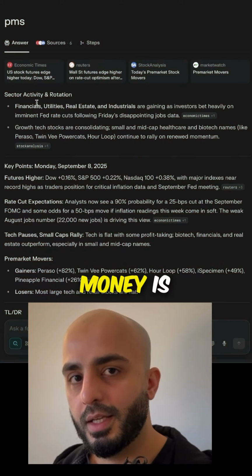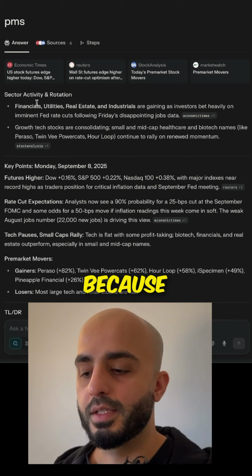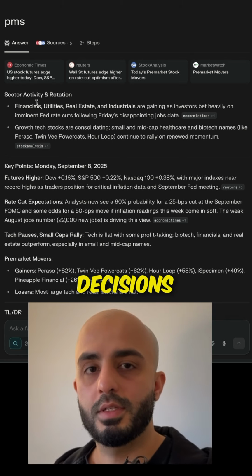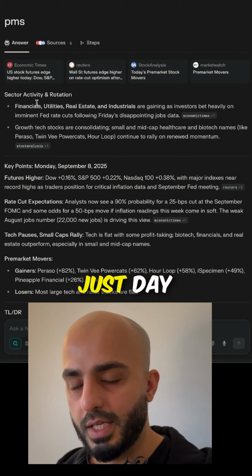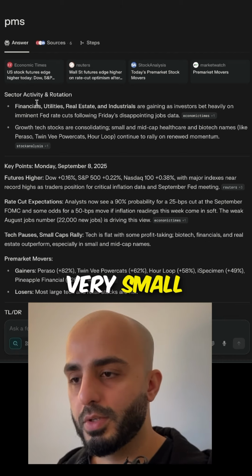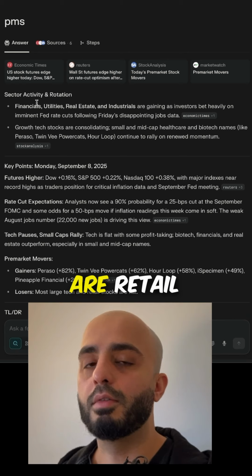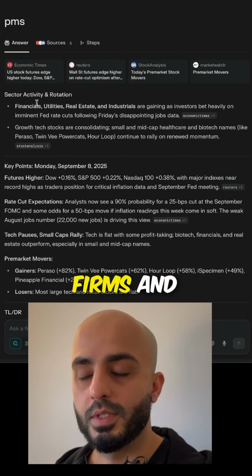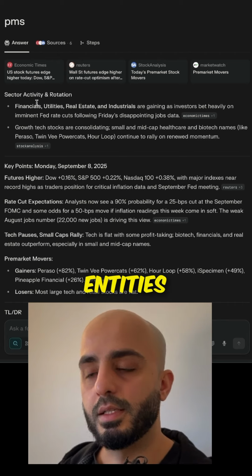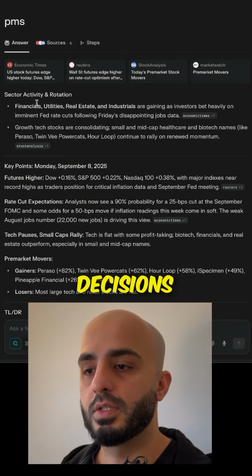The flow of money is something I should be tracking because investors are making major decisions that impact the way the stock is going to behave on an intraday. It's not just day traders. In fact, a very small percentage, almost insignificant, are retail traders like me. It's mostly hedge funds and HFTs and trading firms and prop firms and all these bigger entities that are making these major decisions and major moves.